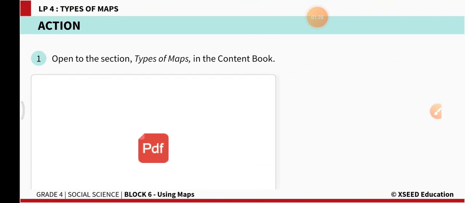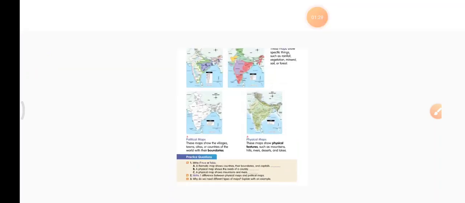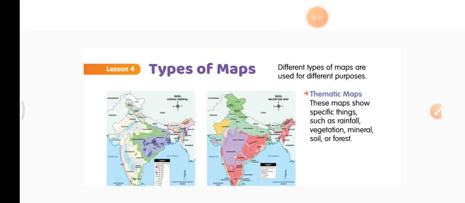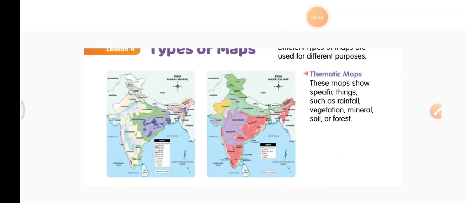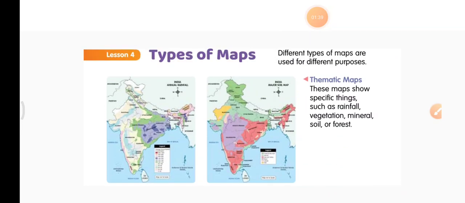Let's move further. If this is not very clear, you can even open your content book to page number 46. Here they have given you 4 maps and it is explained how each map helps us. Different types of maps are used for different purposes. Why do we use so many maps? Because they tell us about different things.